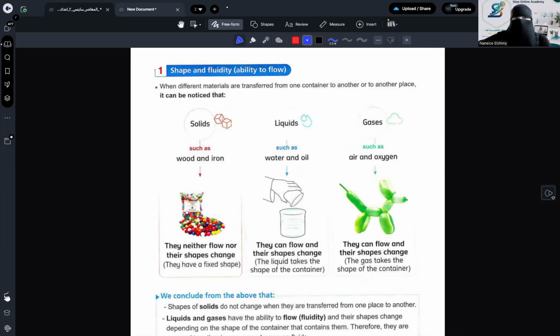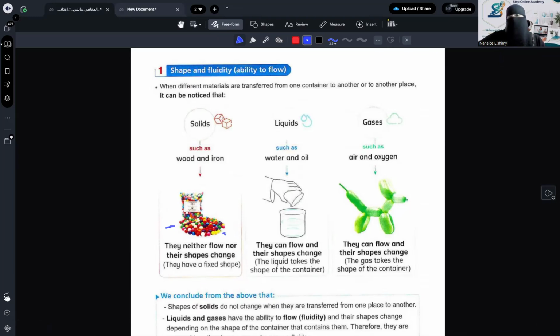Okay, here are our three states, and we will see here solid. These are solids like wood, iron, anything. Here are balls. And liquid like water and oil. Gases like air and oxygen. Okay, first thing, the shape. We see here its shape. It has a shape, a definite shape, right? And its shape doesn't change.